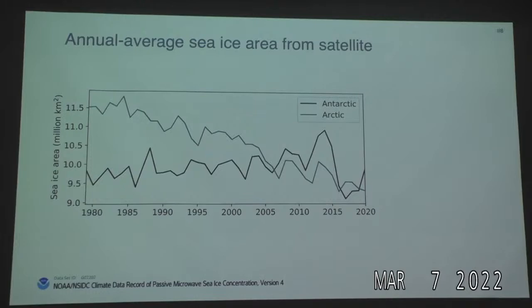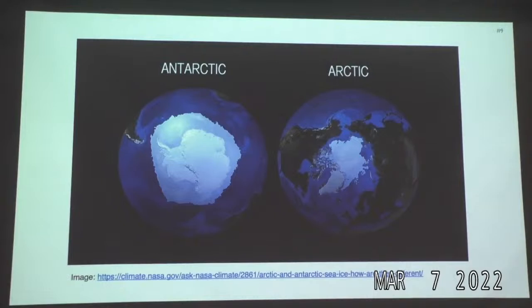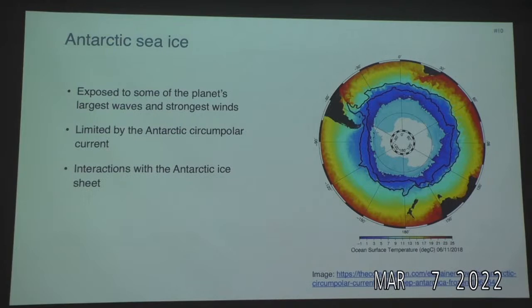Of course, the Antarctic is a very different place from the Arctic. The geography is totally different. We have our very high Antarctic continent. It's very cold, surrounded by open ocean, whereas the Arctic has all of these constraints of the land masses in the different areas. And so, because of that geography, Antarctic sea ice is exposed to some of the planet's largest waves and strongest winds. It's also generally understood to be limited by the Antarctic Circumpolar Current, this strong current that runs around the edge of the continent, as you can see on this figure, which shows the ocean surface temperatures.